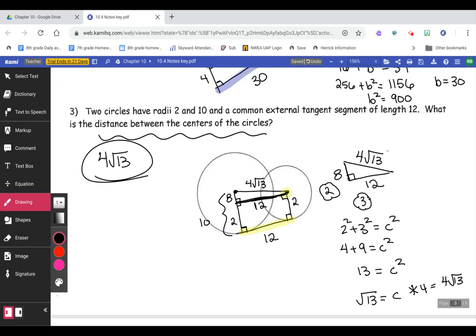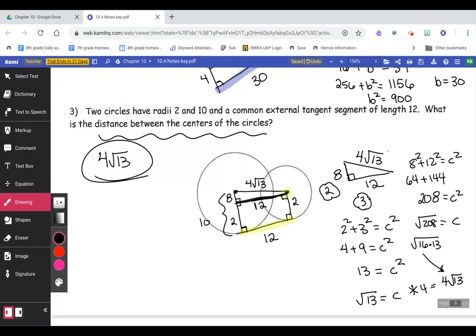You could have always used your 8 and 12. If you would have done 8 squared plus 12 squared equals c squared, you would have ended up with the same answer. What's nice is that when you use the smaller numbers, you end up with your simplified radical. So you get 208 is equal to c squared, and then c is equal to the square root of 208. And you would have to play the game of, hey, is there a perfect square that goes into there? And it happens to be 16 times 13, which simplifies to that.